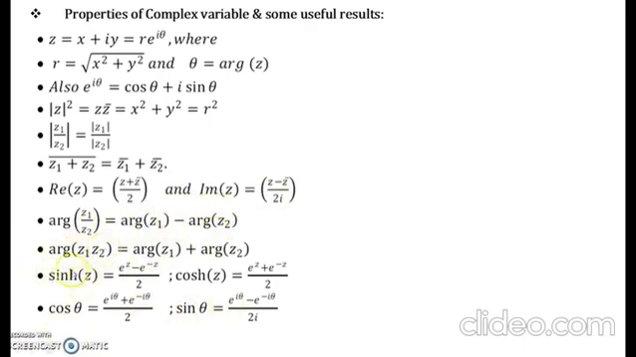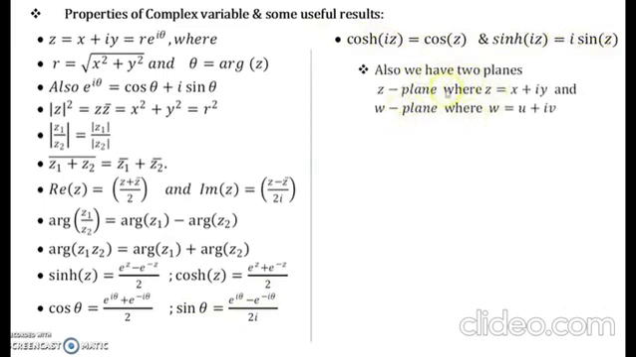Next thing is hyperbolic type. Sin hz is equal to e power z minus e power minus z by 2, and cos hz is equal to e power z plus e power minus z by 2. Like the cos theta formula, e power i theta plus e power minus i theta by 2, and sin theta is equal to e power i theta minus e power minus i theta by 2i. These are all some basic properties of complex variables. The next formula is cos h iz, which is equal to cos z, and sin h iz is equal to i times sin z.